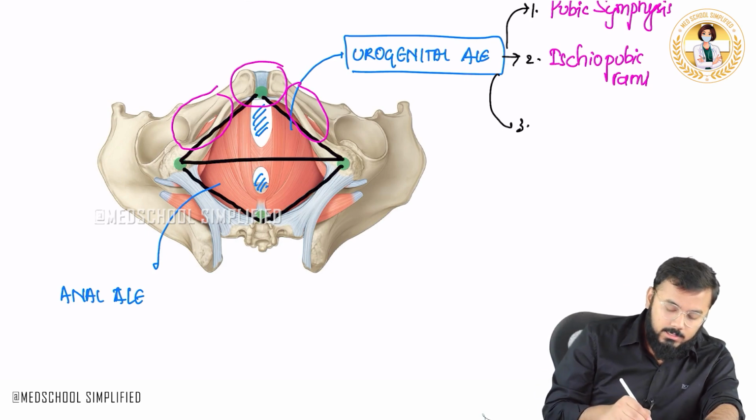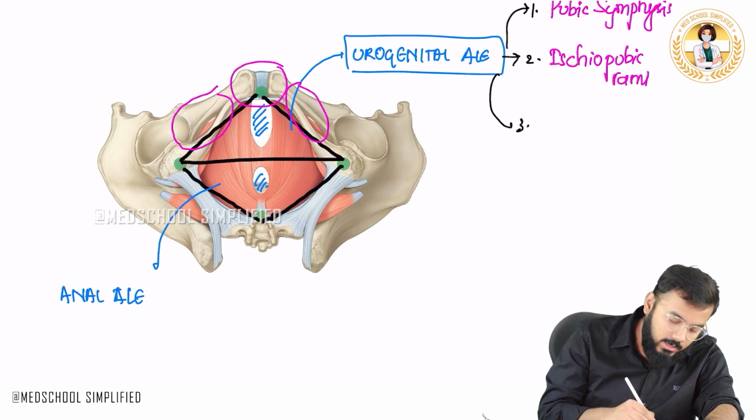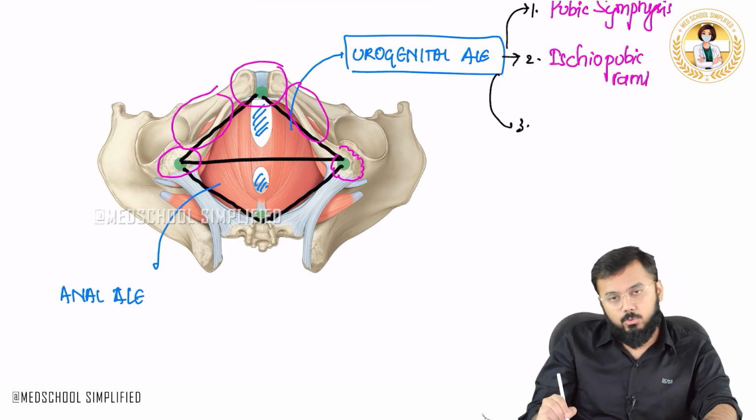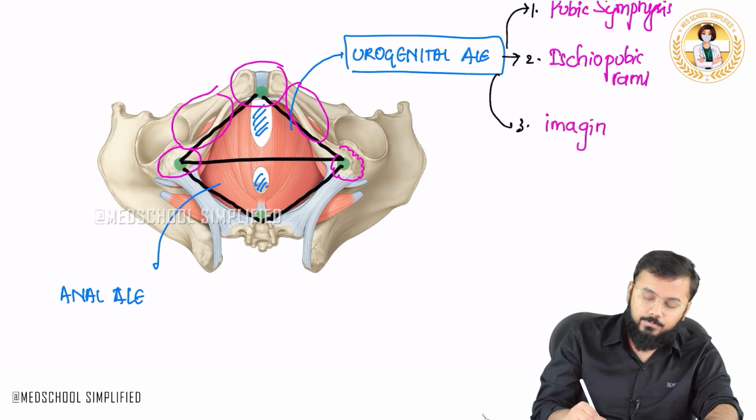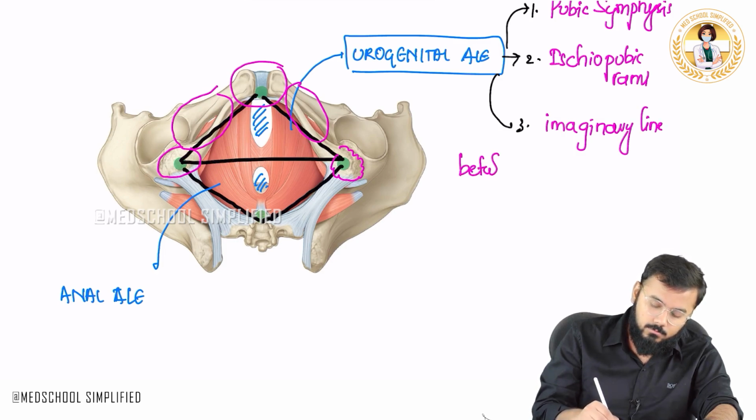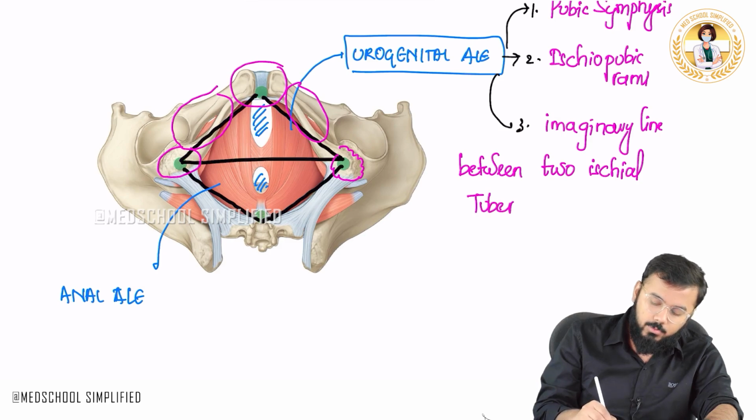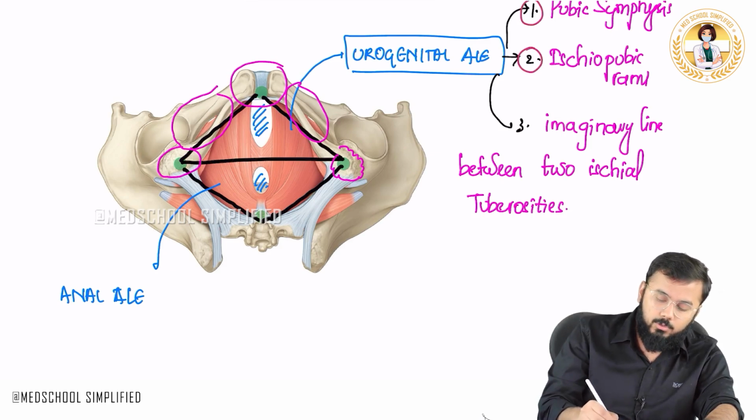And the third important one is just an imaginary line that is drawn between two ischial tuberosities. See this tuberosity, one ischial tuberosity, and another ischial tuberosity. If I draw an imaginary line between the two ischial tuberosities, that becomes the third border.